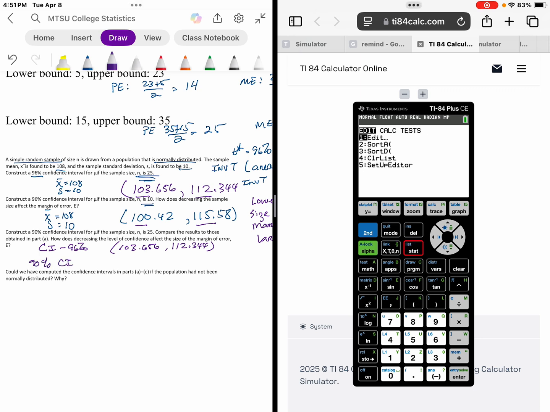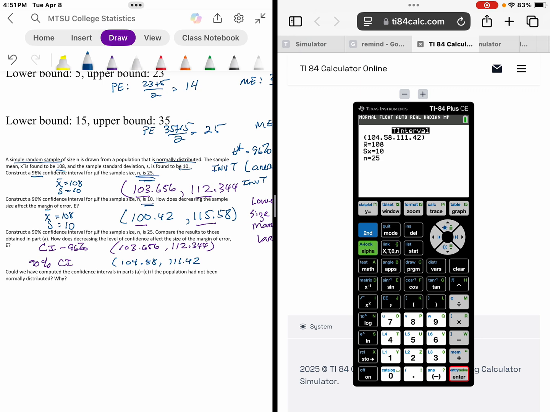So let's go stats, over to test, down to option 8. And then 108, sample size, those stay the same. I'm going back to a 25, but I'm changing my confidence level to 0.90. Now let's see what that does. So my new confidence interval is 104.58 to 111.42.